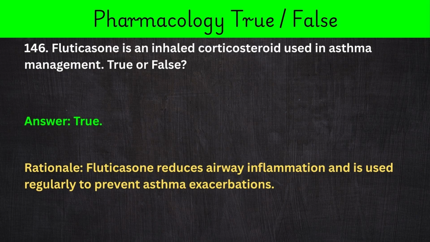146. Fluticasone is an inhaled corticosteroid used in asthma management. True or false? Answer: true. Rationale: fluticasone reduces airway inflammation and is used regularly to prevent asthma exacerbations.